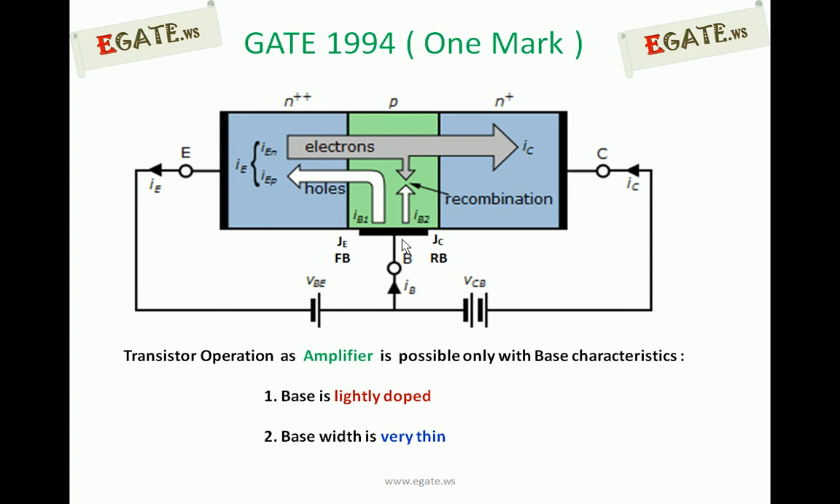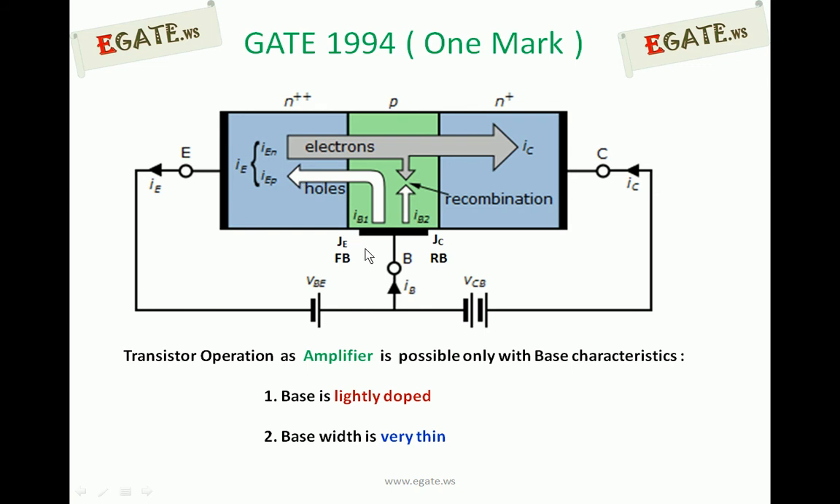We will see the operation. Whenever the emitter base junction is forward biased, electrons from the emitter are repelled by this negative terminal, and holes from the base are repelled by this positive terminal. So holes move in this direction and electrons move in this direction. Electrons enter from the emitter to the base, whereas holes enter from the base to the emitter.